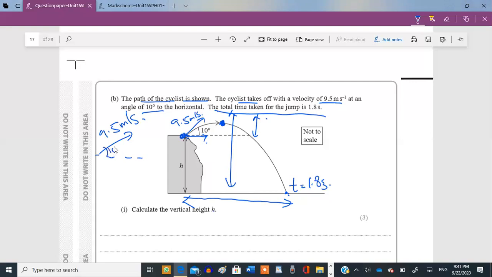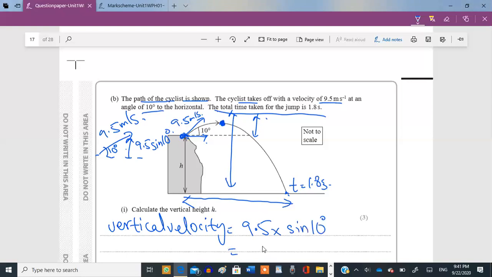So what's going to be the vertical component? It's going to be 9.5 sine of 10, right? So the vertical velocity is, can you calculate a value for this, please? I want to solve this question entirely. Sine of 10 is 0.17, into 9.5. That gives 1.65.